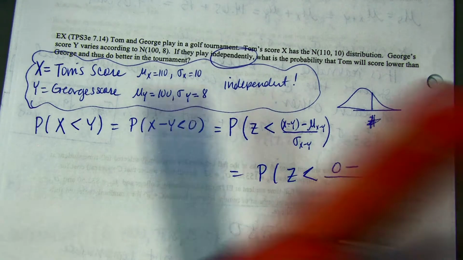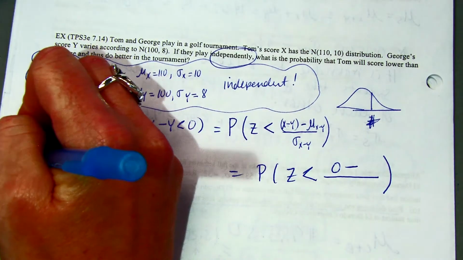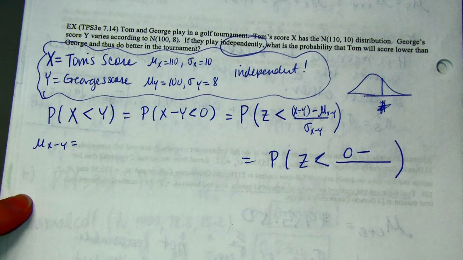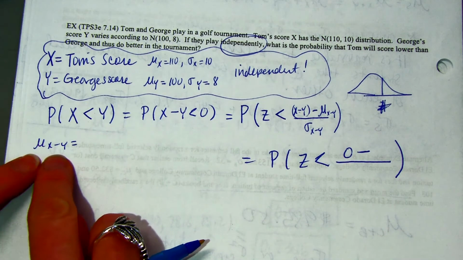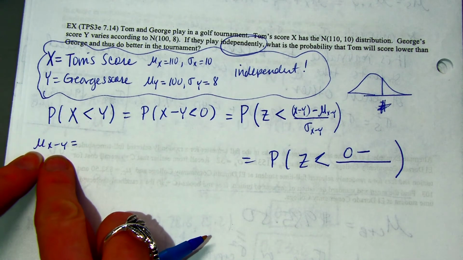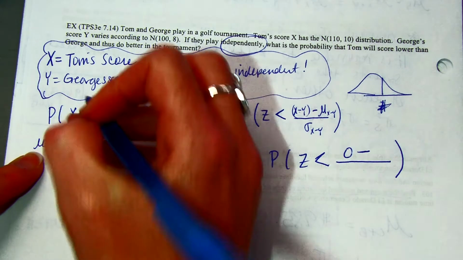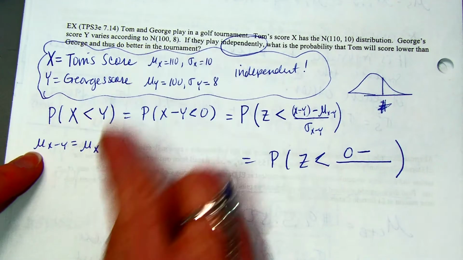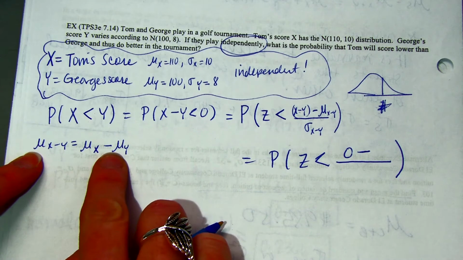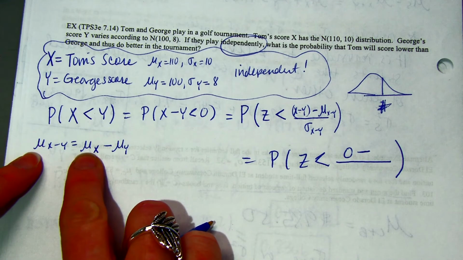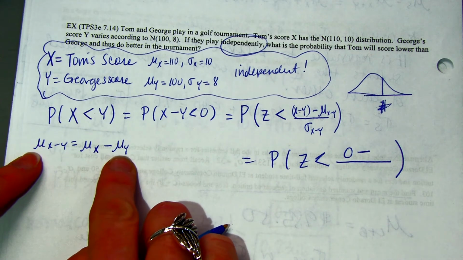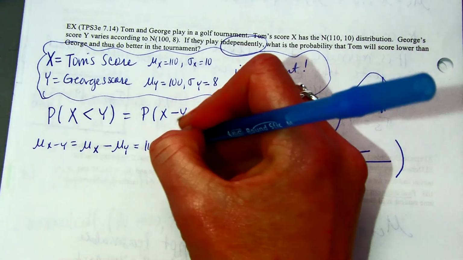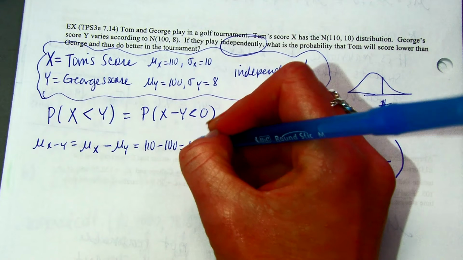So I need to take a little detour. I need to know the mean of X minus Y. I'm allowed to subtract their separate means. I can rewrite this as mean of X minus mean of Y. What was the mean of X? 110. What was the mean of Y? 100. What's this difference? 10. That goes right here.